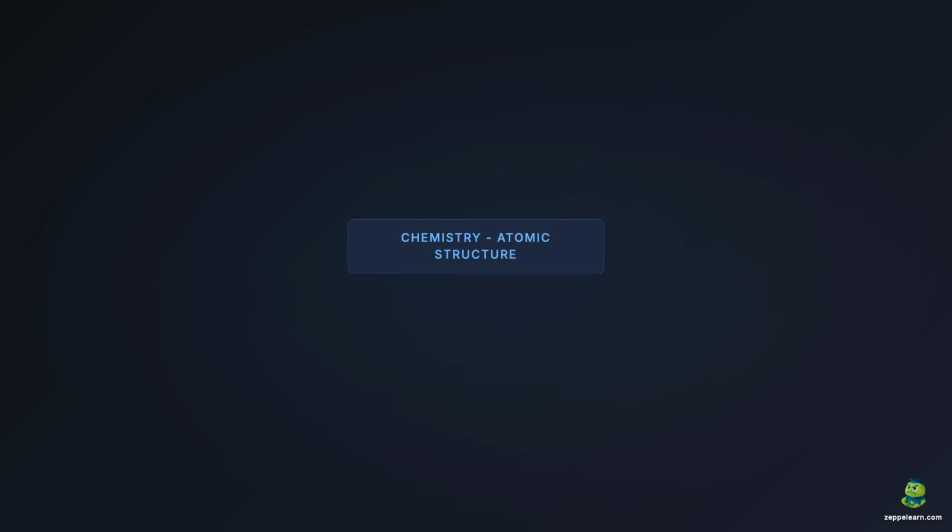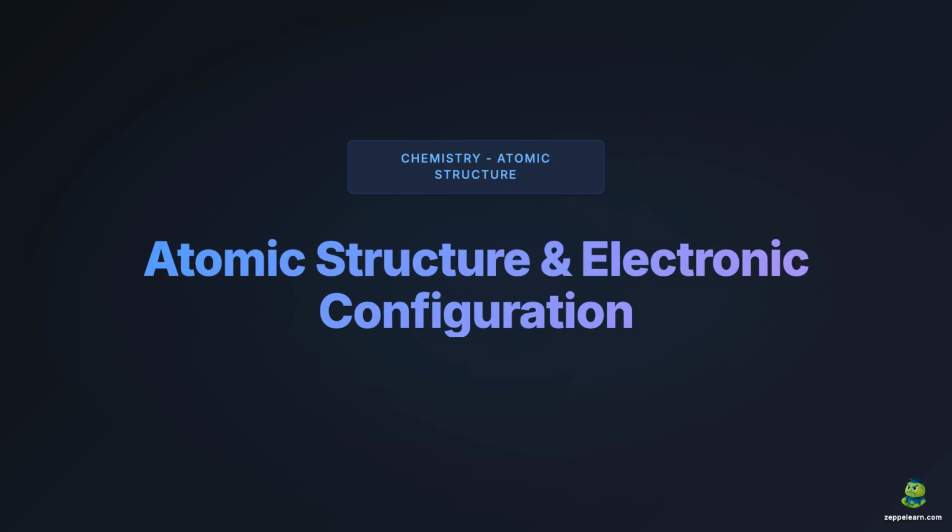Welcome to our exploration of atomic structure and electronic configuration. Today we'll journey from classical models to modern quantum mechanics. Understanding how electrons are arranged in atoms is fundamental to chemistry. We'll start with Bohr's revolutionary model and progress to quantum mechanical descriptions.